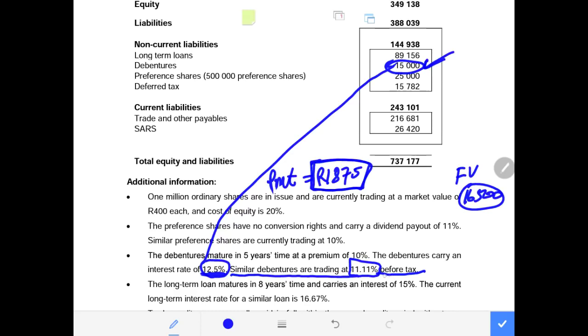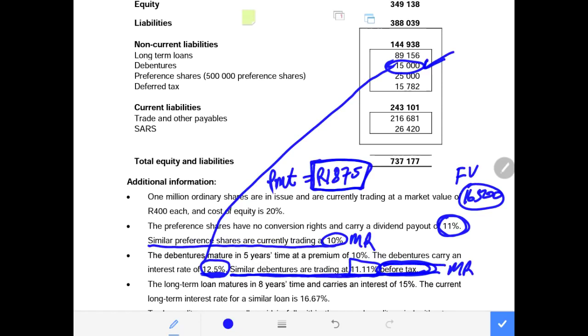So now hence we also have to take into account, they say before tax, we have to take into account the tax part when it comes to the interest. Now I'll come back to that later. Remember, this is similar debentures are trading, so this is the market rate. And previously, when it comes to the preference shares, we had preference shares that were paid at 11%, but similar preference shares were trading at 10%. So this is the market rate, and this is also the market rate in terms of the interest rate.